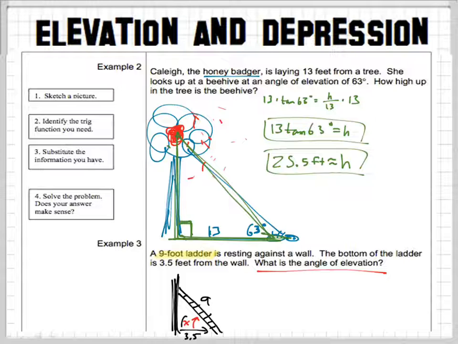Now we're looking for this x. What trig function uses the 3.5, the x, and the 9? Cosine, yes, because 3.5 is adjacent. So I'm going to say cosine of x equals 3.5 over 9.